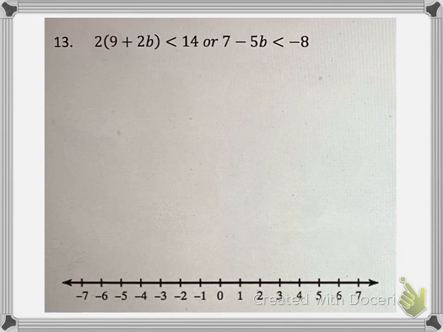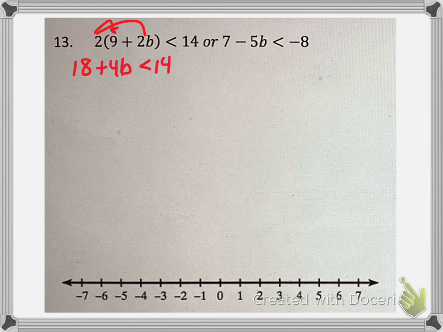All right, a little more complex here. It's just a little bit more work. I've got an or statement, which means I'm going to do everything there. Okay, so I'm going to do what I normally do. I will distribute. That's 18, and I will distribute. That is plus 4b is less than 14. And just work it out. So subtract 18 from both sides. That's 4b is less than -4.